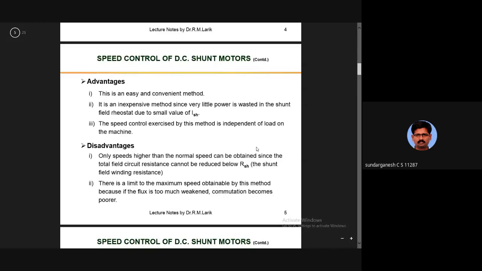So what are the advantages? It is easy, convenient, cheap, and low power is wasted. You can change any load, you can keep on decreasing the load. This method will not affect the load. The disadvantage is that there is a limitation in maximum speed. If we go for maximum speed, it will cause problems in commutation and it will cause sparking also.